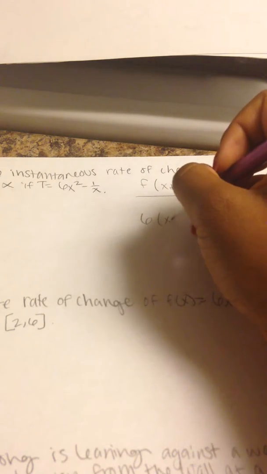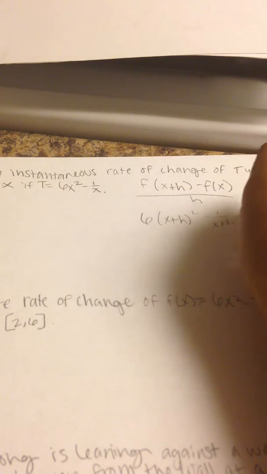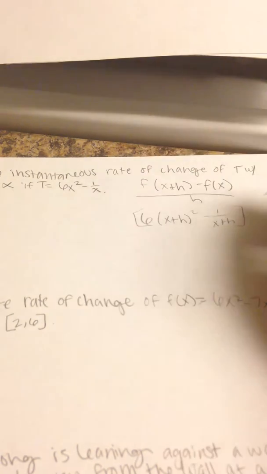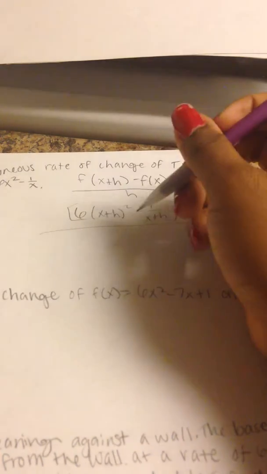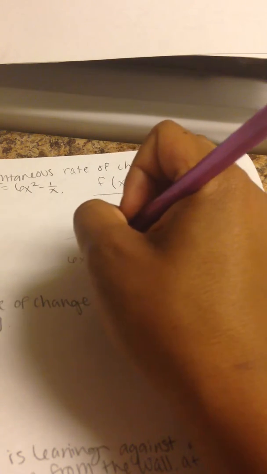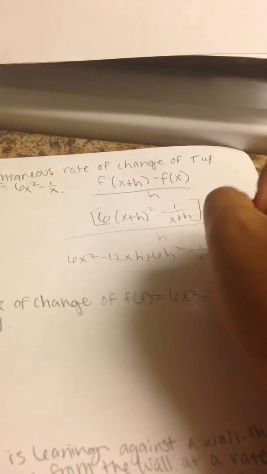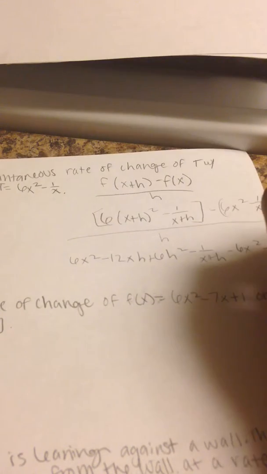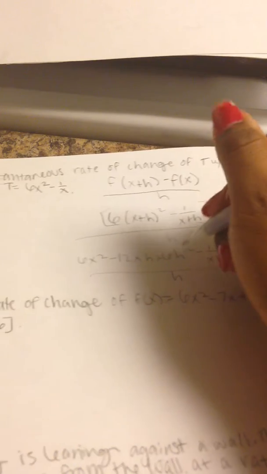So it would be 6 times (x plus h) squared minus 1 over x plus h, minus 6x squared minus 1 over x, over h. And then I would take that and it would be 6x squared minus 12xh plus 6h squared minus 1 over x plus h minus 6x squared minus 1 over x, all over h.